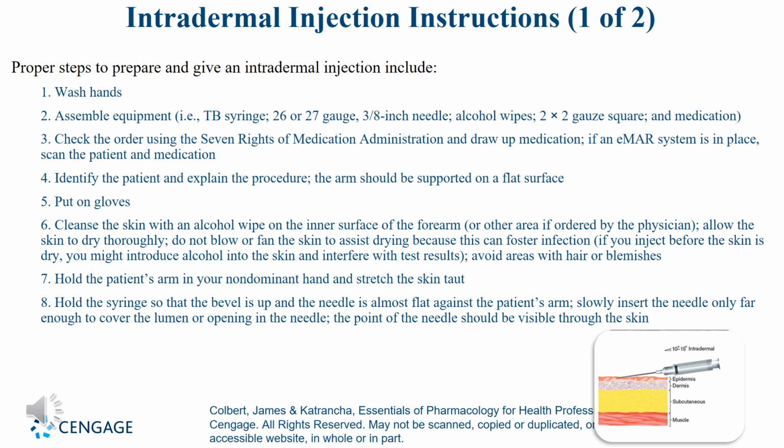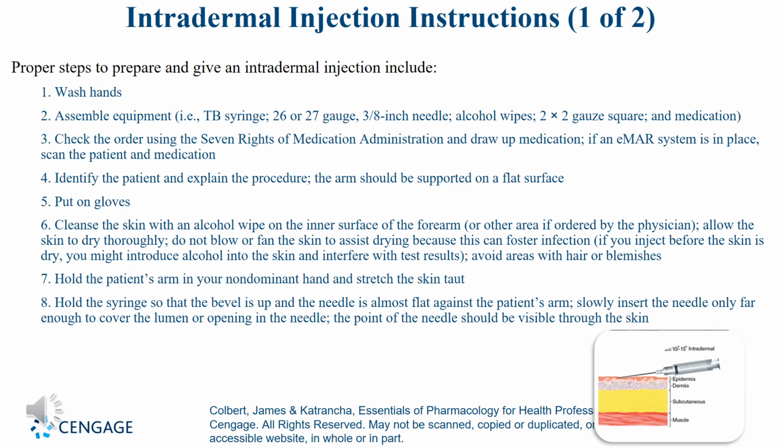You want to identify the patient and explain the procedure. The arm should be supported on a flat surface. Put on gloves. You want to cleanse the skin with an alcohol wipe on the inner surface of the forearm or other area if ordered by the physician. Allow the skin to dry thoroughly. Do not blow or fan the skin to assist drying because this can foster infection. If you inject before the skin is dry, you might introduce alcohol into the skin and interfere with any test results that you may be performing.